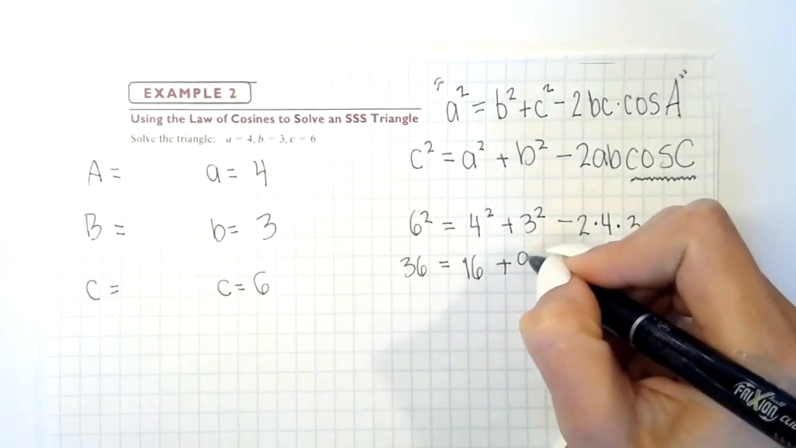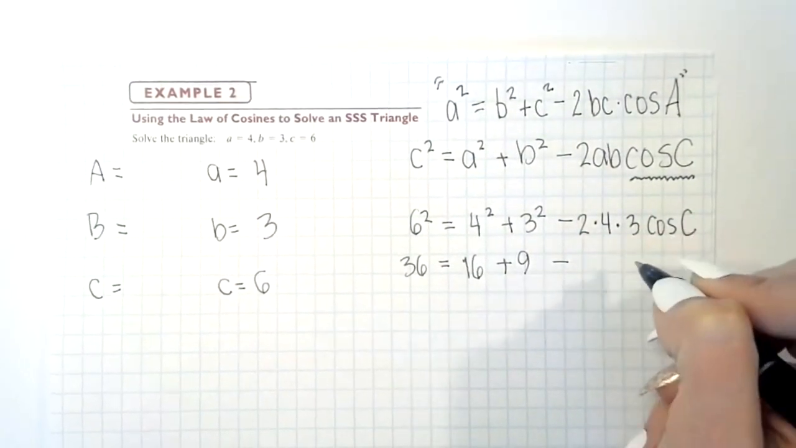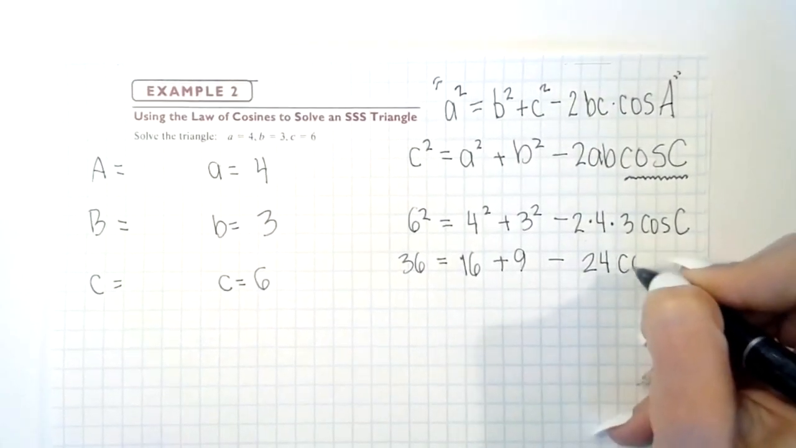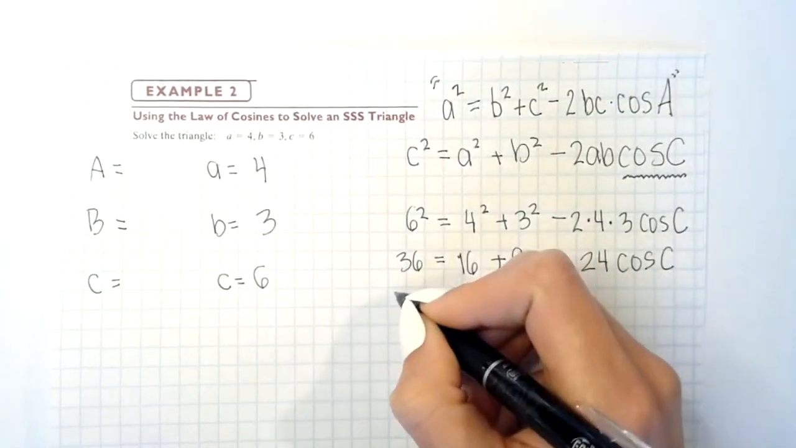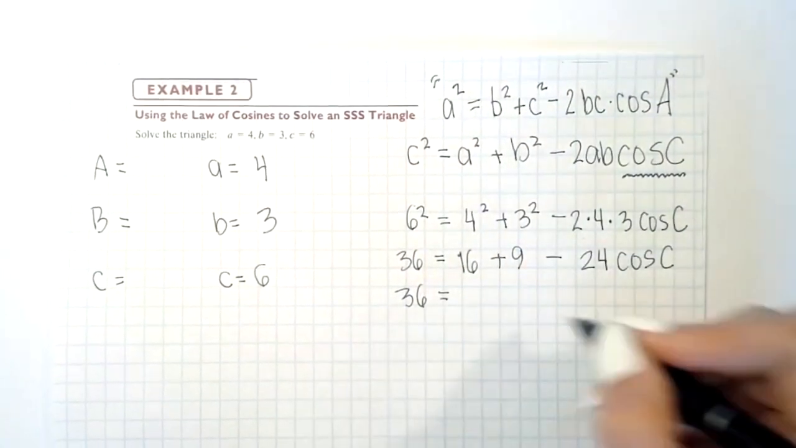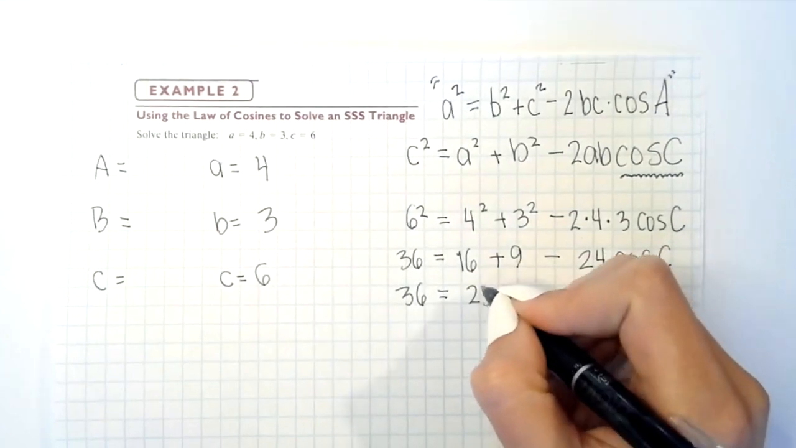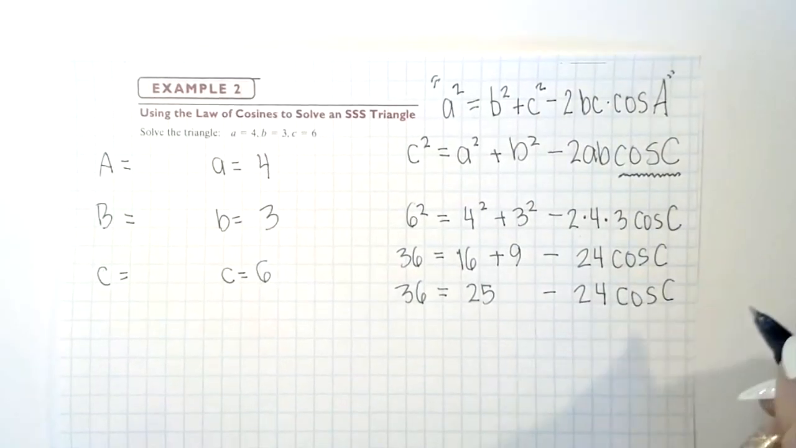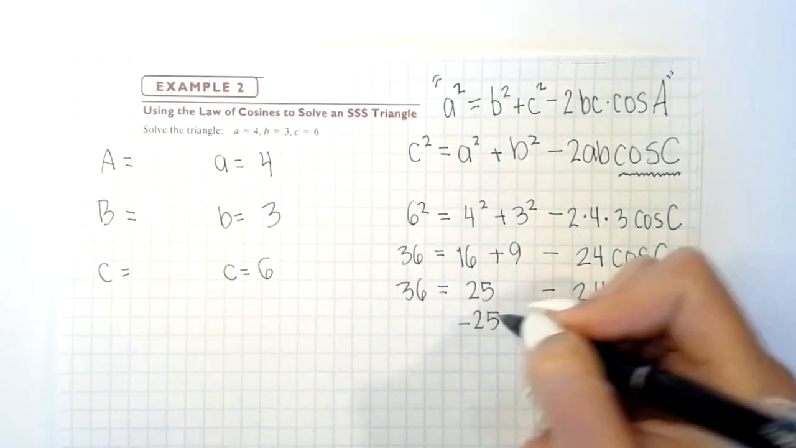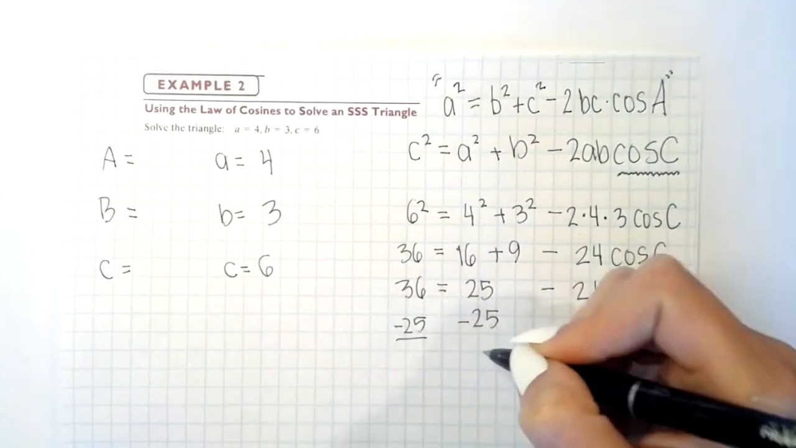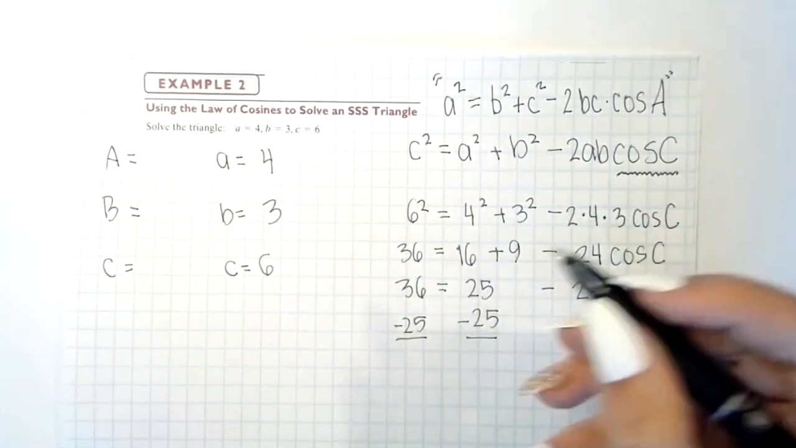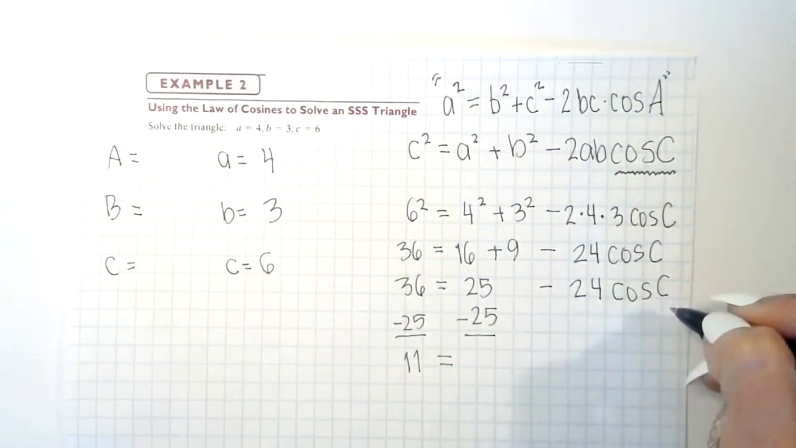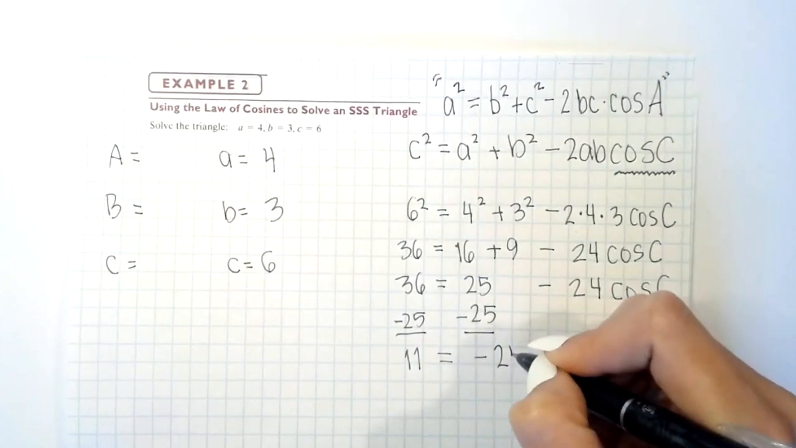Otherwise, if you fill in what we have, we'll have 6 squared equals 4 squared plus 3 squared minus 2 times 4 times 3 cosine C. 6 squared is 36, 4 squared is 16, 3 squared is 9, minus 2 times 4 is 8, and 8 times 3 is 24 cosine C. 16 plus 9 is 25, and 25 minus 24, there it is, so tempting, it just wants you to subtract them, but you cannot do that.